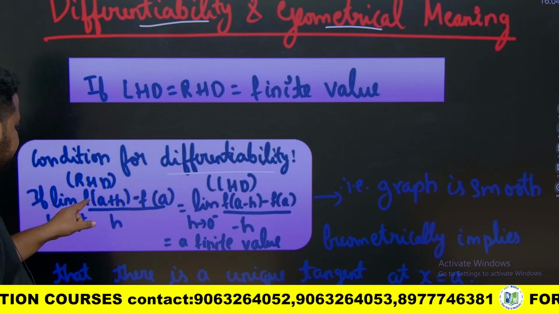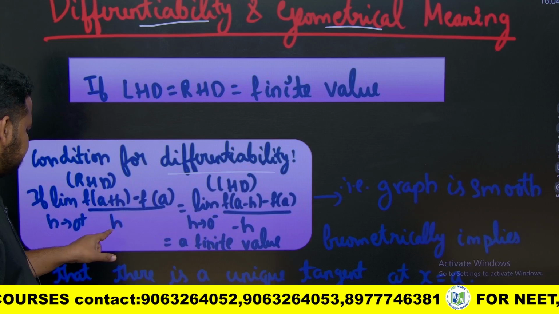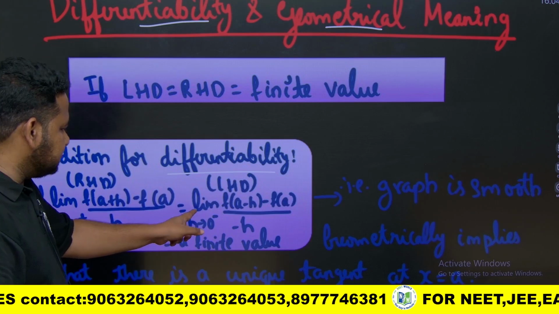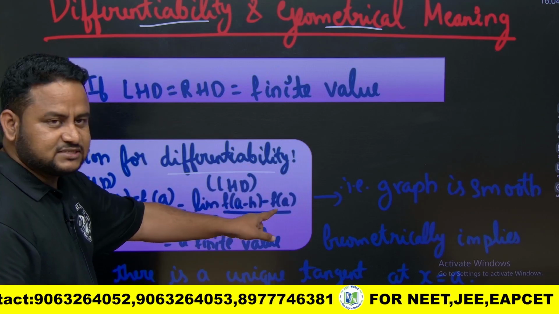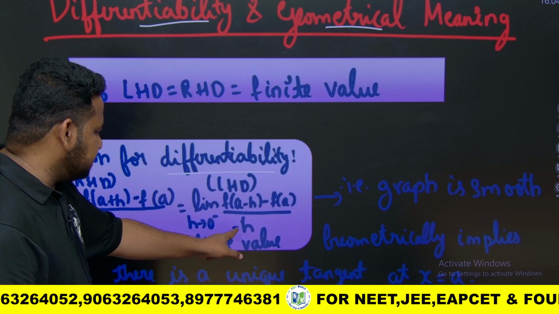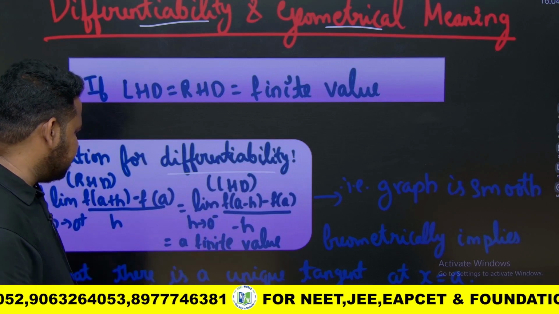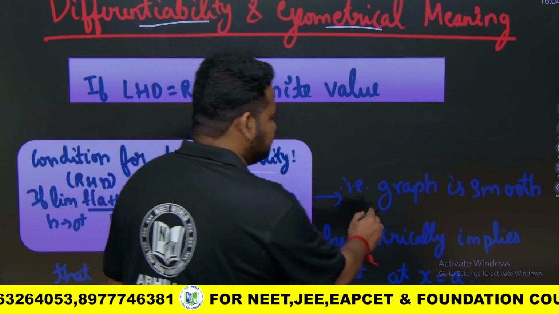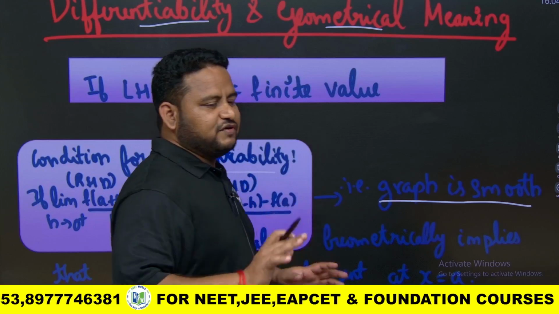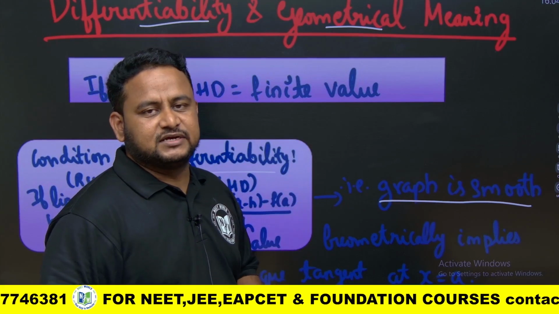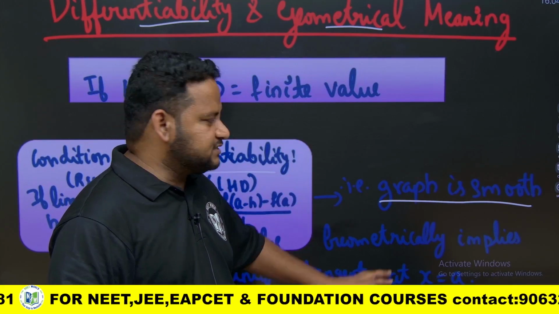If the right-handed limit, f(a+h) minus f(a) by h as h tends to 0 plus, is equal to the left-handed limit, f(a-h) minus f(a) divided by minus h as h tends to 0 minus, and is equal to a finite value, then we say that the graph is smooth. That is, first of all, for a function to be differentiable, it should be continuous.